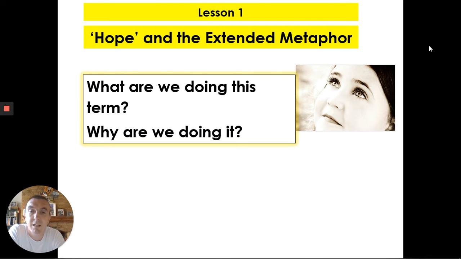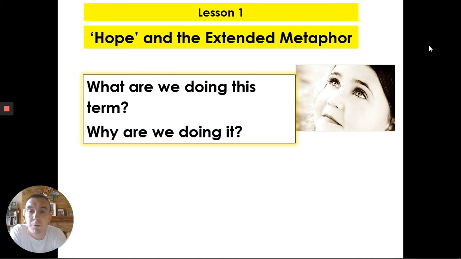Term 6. So for this term, we're going to be looking at the extended metaphor in poetry in half of our lessons. And then the other half of our lessons, we're going to be looking at advertising and how to create an effective advertising campaign, being persuasive and exploring some different types of advertising.